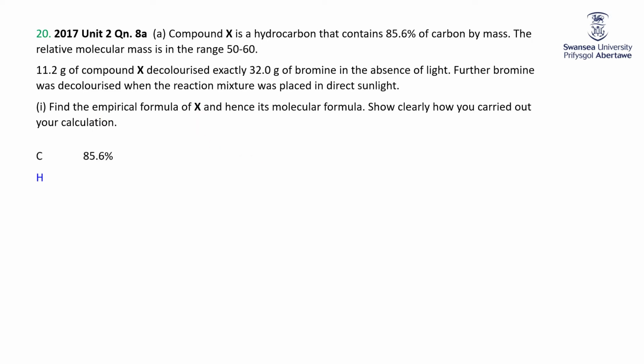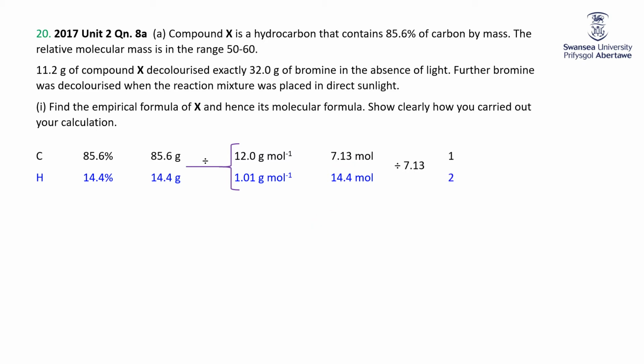Well, we know it's 85.6% carbon. It's a hydrocarbon, so the rest must be hydrogen, or 14.4%. Turn those into grams per 100 grams of the substance, convert grams into moles, as we have done many times before in our lives, and then make this a nice ratio by dividing by the smaller number, 7.13, and we get 1 to 2. So the empirical formula is CH2.